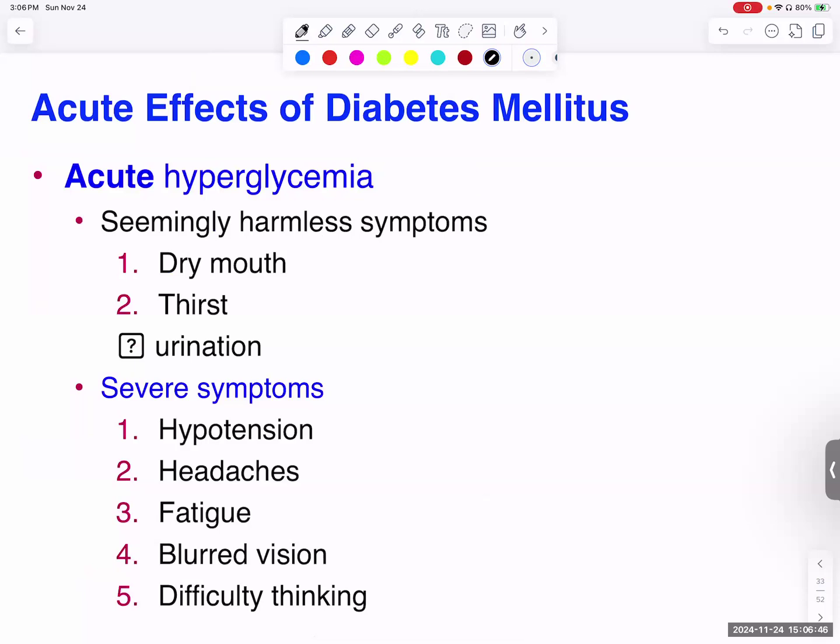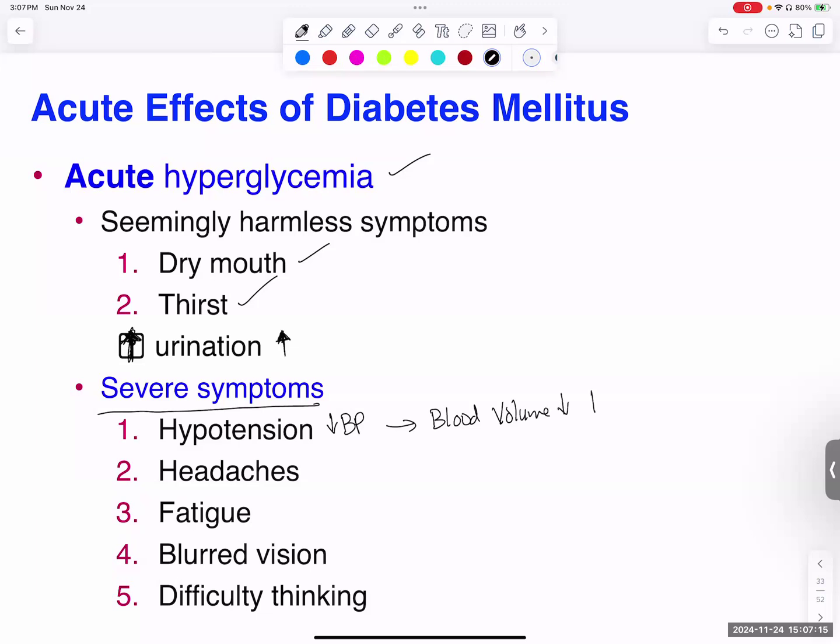The acute effects of diabetes mellitus are hyperglycemia, dry mouth, you're thirsty, increased frequency of urination. Those are first things. If this goes on for a long time, then severe symptoms where you have hypotension, which is low blood pressure. Why? Because your blood volume has decreased, which decreases blood pressure. Headaches, low blood volume, fatigue, low energy.